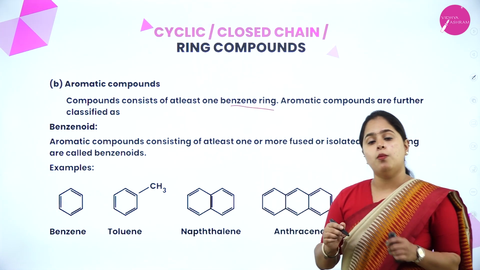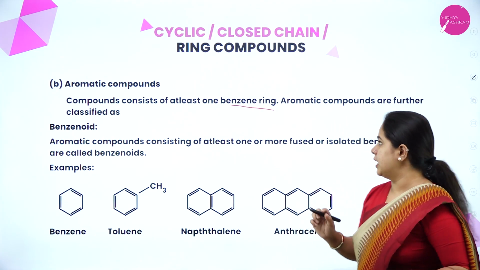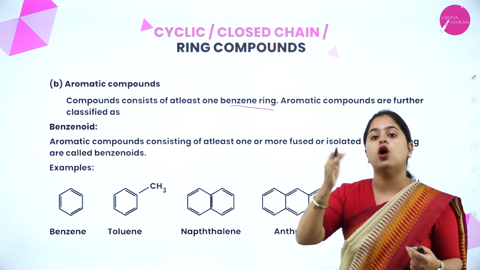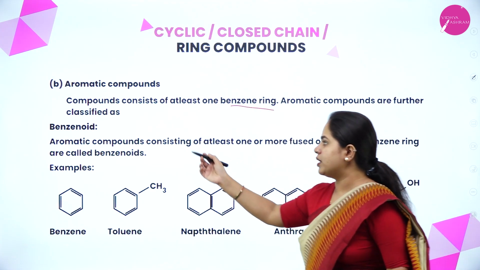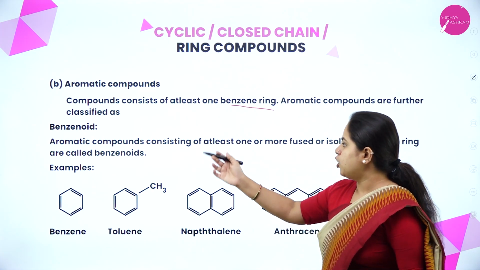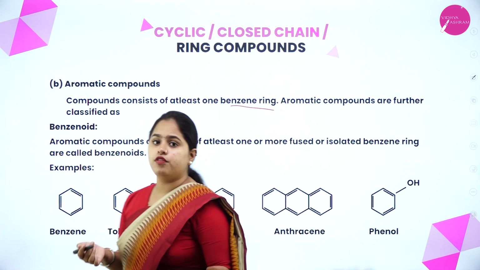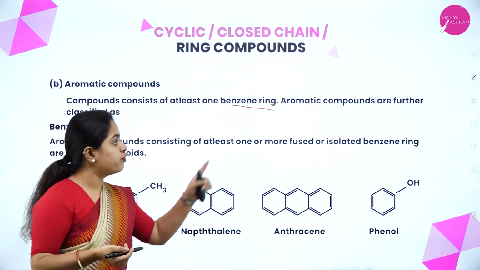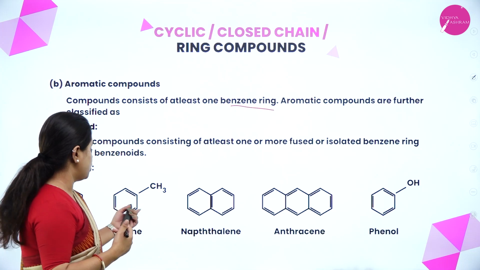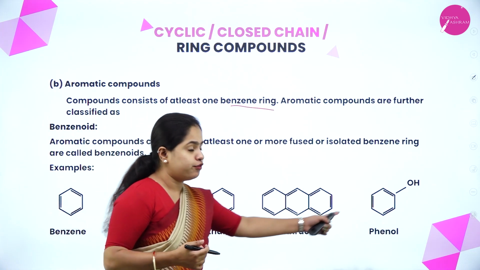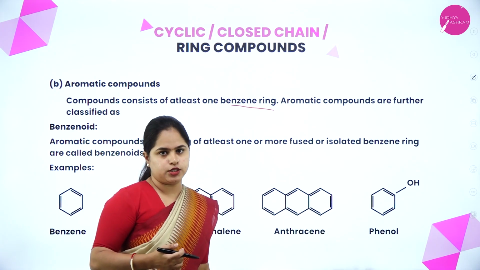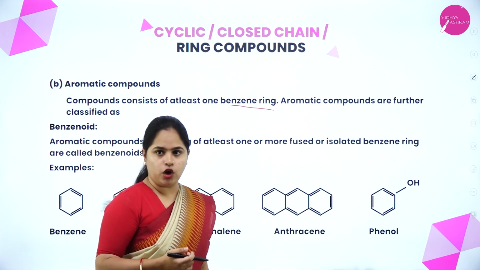Okay, so such compounds will have at least one benzene ring, and aromatic compounds are further classified into benzenoid and non-benzenoid compounds. So the first one is benzenoid. Benzenoid means they will contain a benzene ring. Aromatic compounds consisting of at least one or more fused or isolated benzene rings are called benzenoid compounds. So the examples you can see, right? Phenol. Okay, on a benzene ring, there is an OH group which is attached, right? So that is phenol.